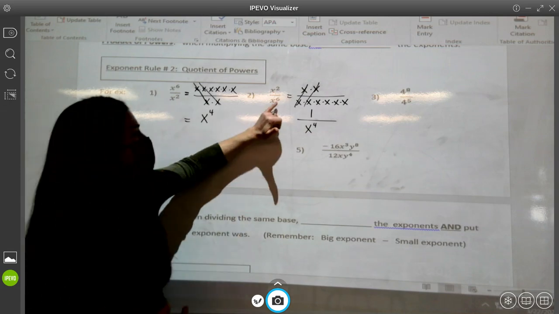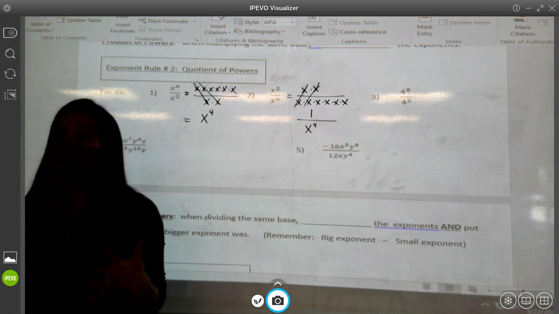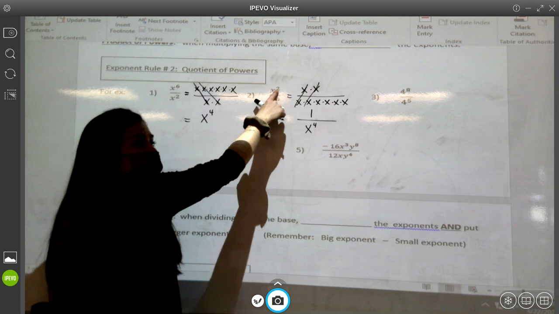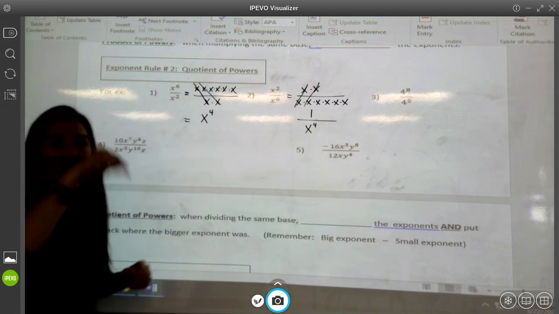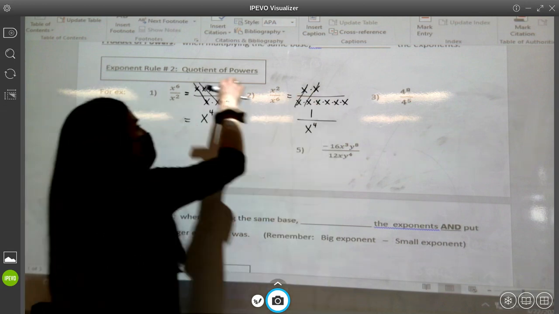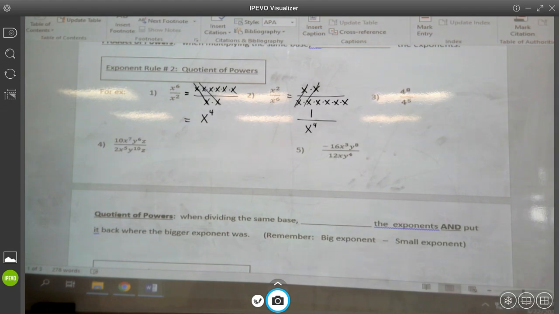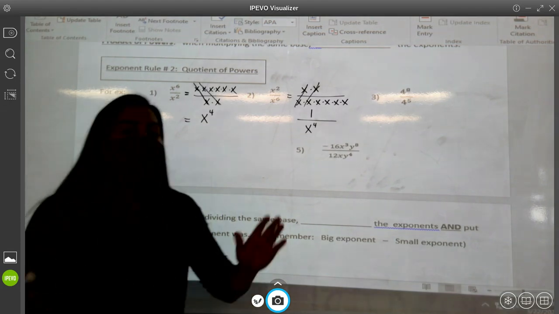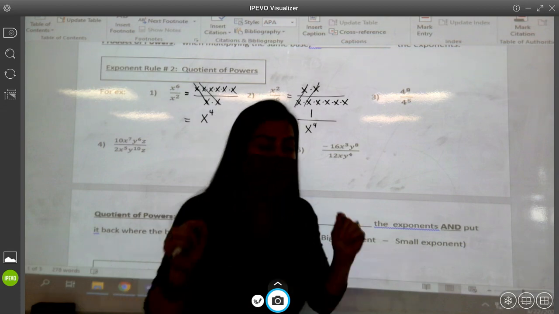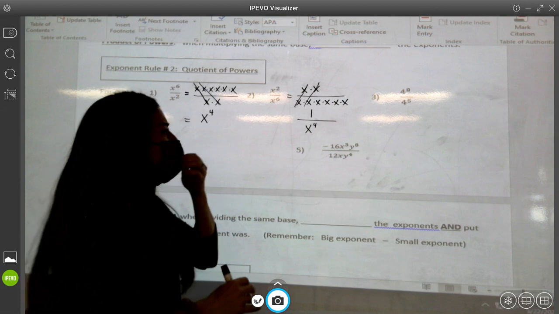So look what happens now. Quicker way, still subtract your exponents, but guys, you don't want to create a negative exponent. So take the big exponent minus the little exponent and put it back where the bigger one was, because that's where the leftover will be. The leftover is always going to be where the bigger exponent was. Okay, so the rule says when the base is the same and we are dividing, we're going to subtract our exponents. Big minus small, put it back where the bigger one was.